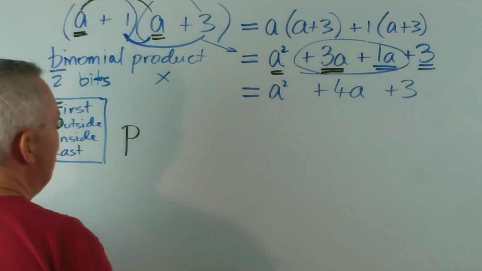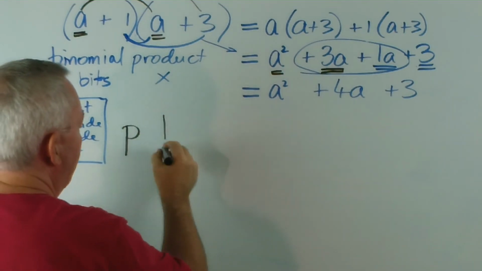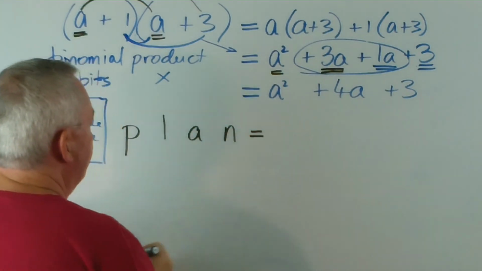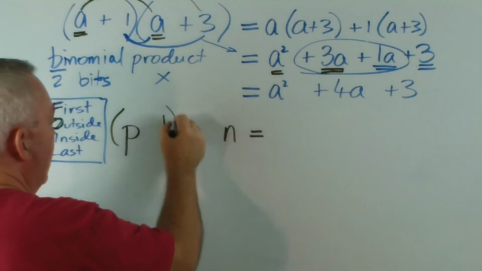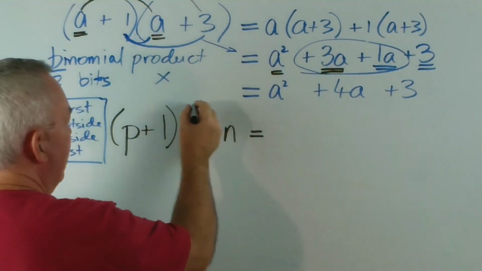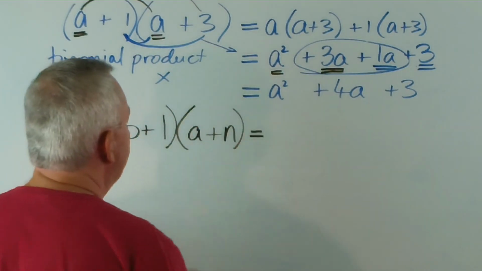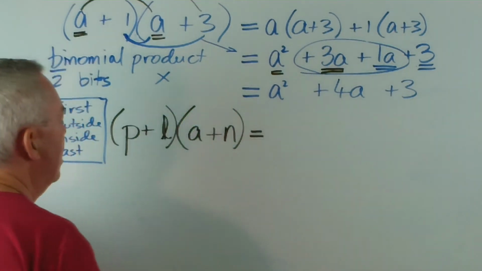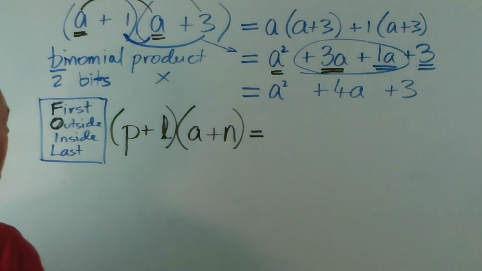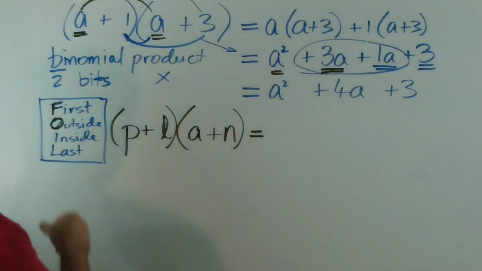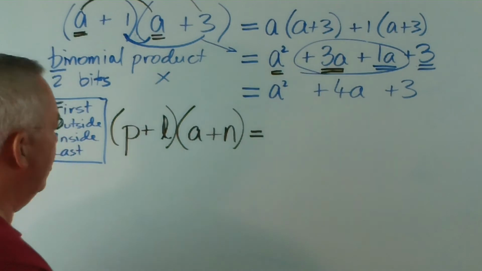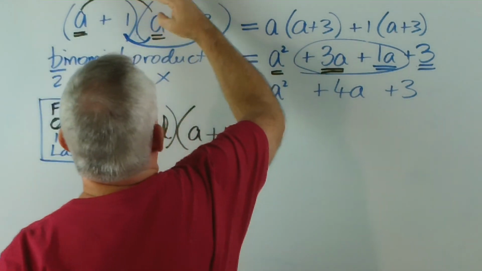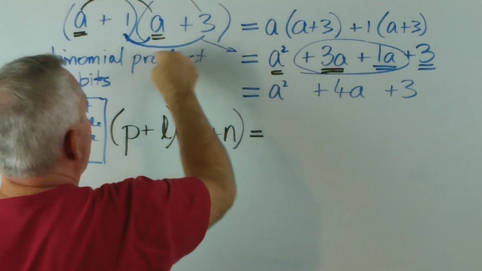If I have the letters P, L, A and N, and I make a binomial out of these two, and a binomial out of these two, that's not a 1 by the way, that's an L, I can multiply it out using this. Let's try it. By the way, when I teach it, I teach the claw. You see these 2 black marks and these 2 blue ones?